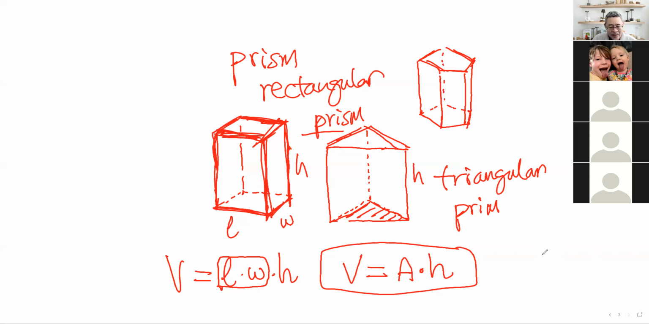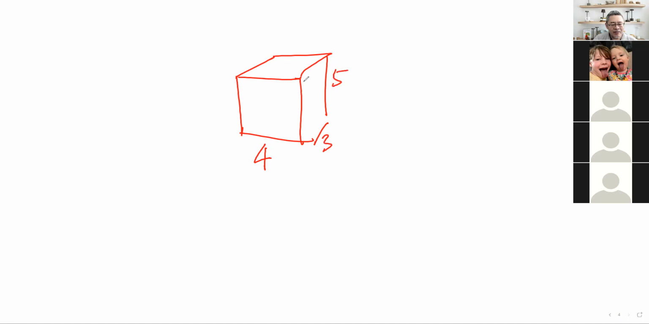Okay, let's do a couple of practice problems. Just looking at the rectangular prism, we've got a rectangular prism here. This is 4, this is 3, and this is 5. What is the volume of this prism?